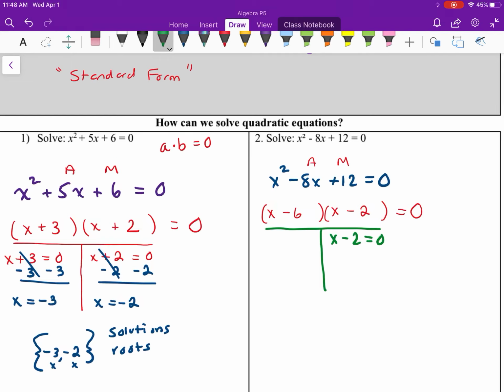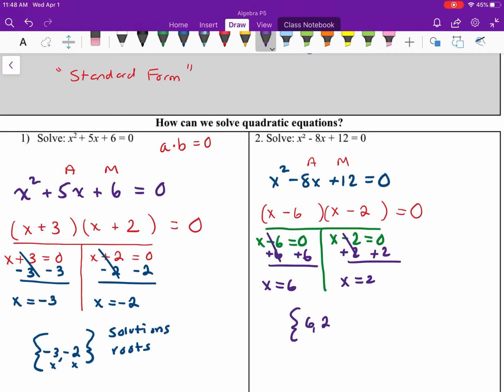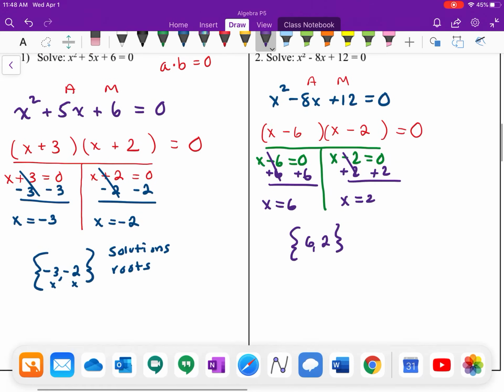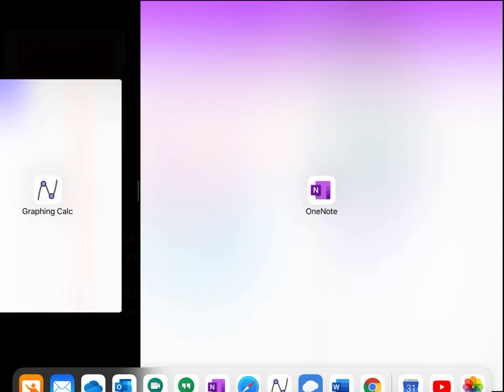Now we make a t-chart and make each set equal to 0. So x minus 2 equals 0, x minus 6 equals 0. Ask yourself, how can I get x by itself? Remember, inverse operation, plus 6. So x equals 6, and then plus 2, and x equals 2. So the solutions are 6 and 2.